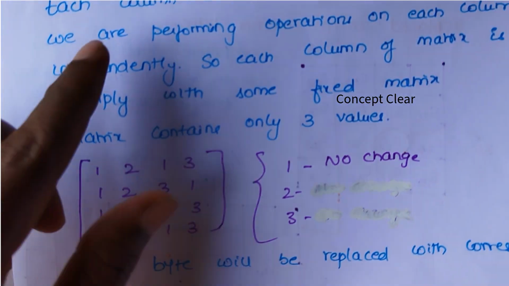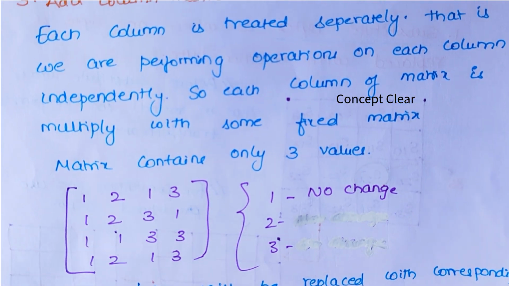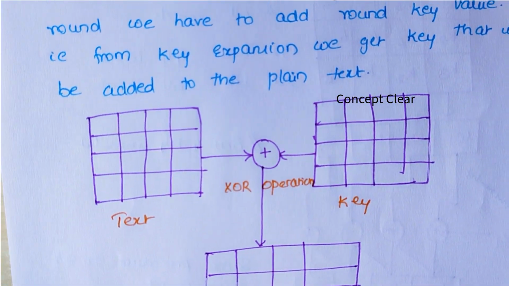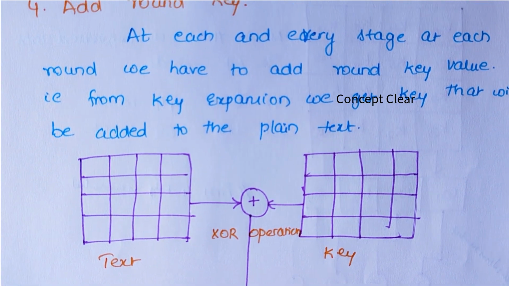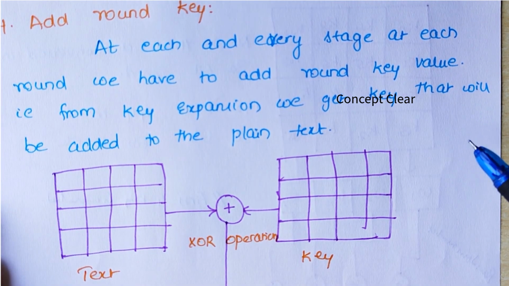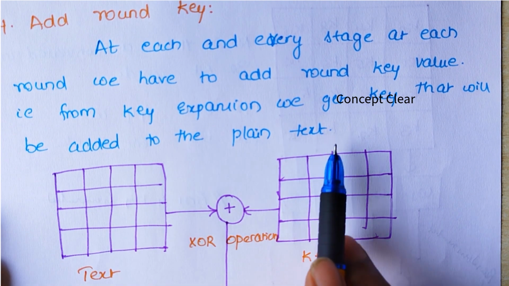This is called the mix column matrix. This is about the mix column matrix. And the fourth transformation is add round key. What is the meaning of add round key? At each and every round, we have to add the round key value. That means from key expansion, we will get a key that will be added to the plain text.